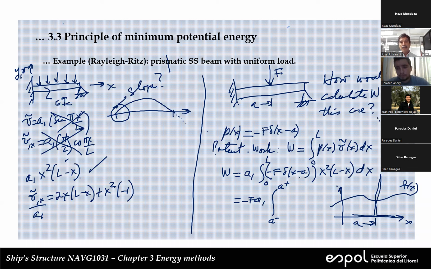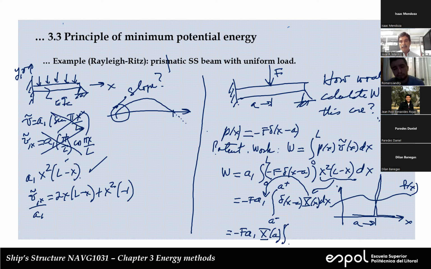So we can say that this is equal to delta Dirac x minus a, times all of this function of x, dx. But in this range, this function could be considered as a constant, right? Because from a minus to a plus the length of this interval is extremely small. So we can take this function of x outside the integral at a value a. So this is equal to minus f a1 x at a multiplied by the integral from a minus to a plus delta x dx.